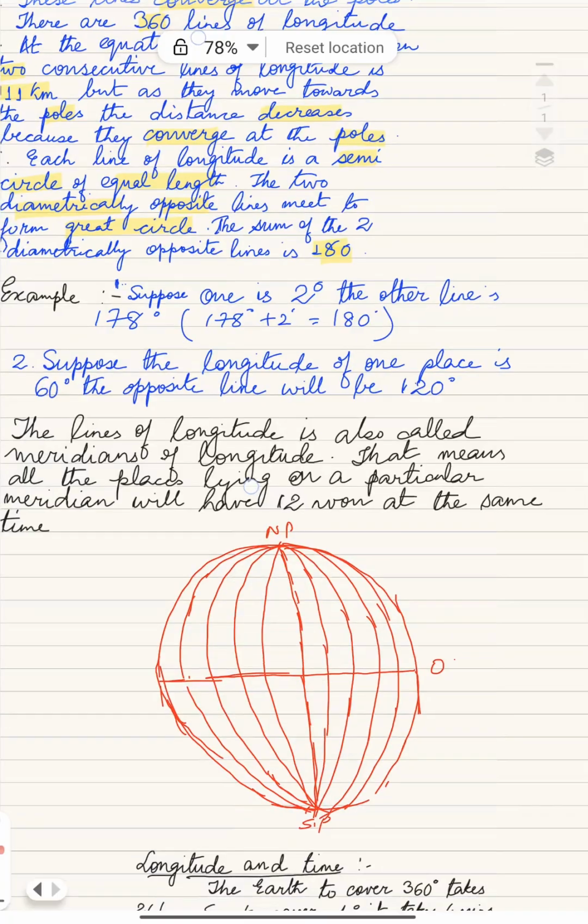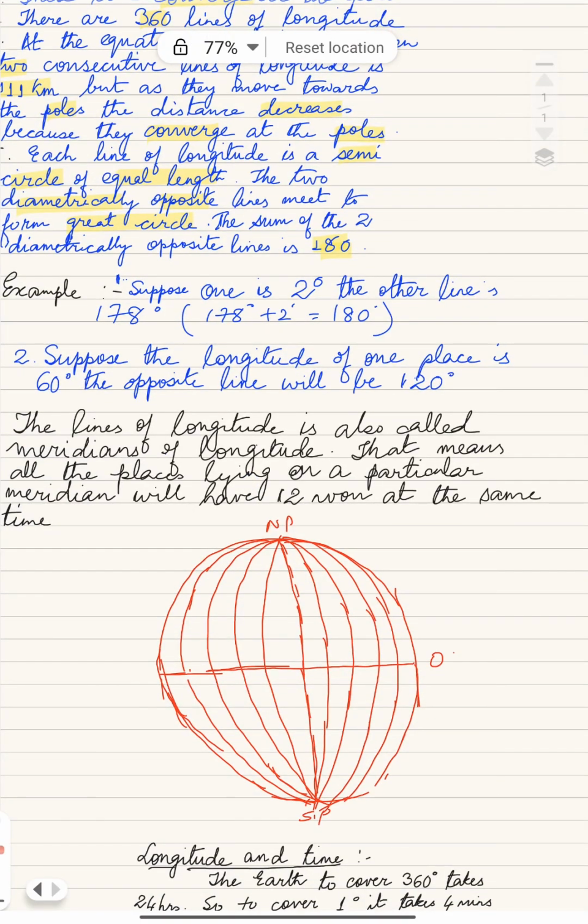Now let me take one example. Suppose one place is 2 degree. Now we know the sum is 180 degree. So if one is 2 degree, the other has to be 178 degree because 178 plus 2 is 180. Suppose, one more example, the longitude of one place is 60 degree. Now the total has to be 180. So 180 minus 60 comes to 120.